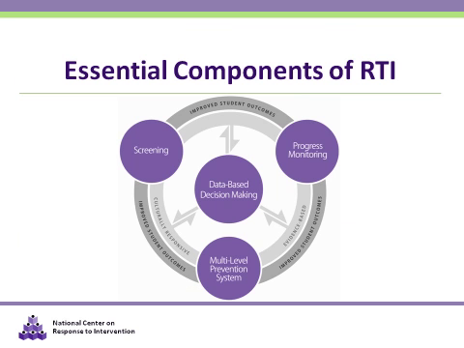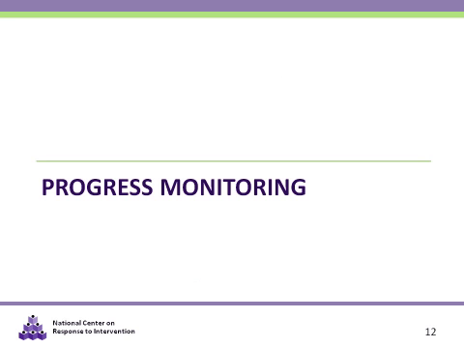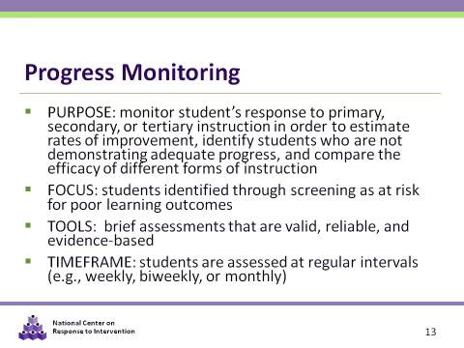So we've addressed the essential component of screening, and we're going to move on to progress monitoring. Because in screening, you might identify students who are in need of additional assessment, and progress monitoring is recommended as part of that additional assessment. So the purpose of progress monitoring is really to monitor students' response to primary, secondary, and tertiary instruction. So not just for those students who are receiving very intensive support, but any student who is identified as potentially at risk. And the purpose is to estimate the rates of improvement. So how much improvement are they making in comparison to their same age peers? Also, to identify students who are not demonstrating adequate progress, as well as to compare the efficacy of different forms of instruction.